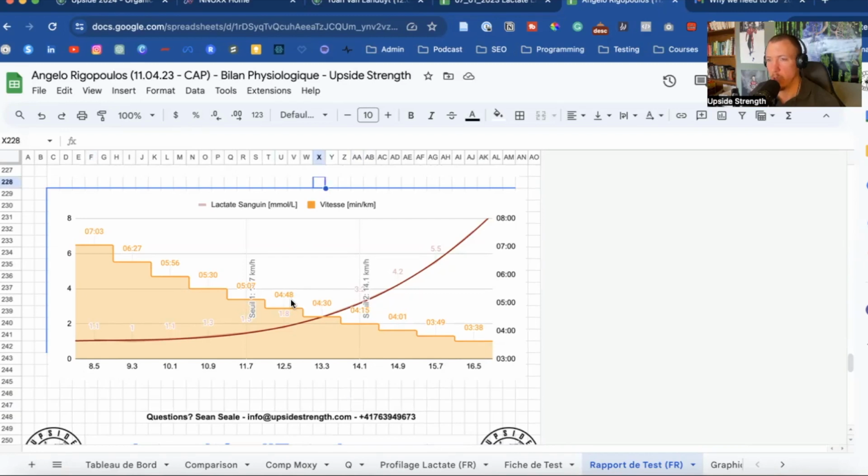If I remember correctly, the main recommendation was to spend a bit more time, maybe a little bit closer to threshold 1, and accumulate some time around here, as well as doing some medium intensity tempo threshold type of work to push the curve to the right a little bit more.